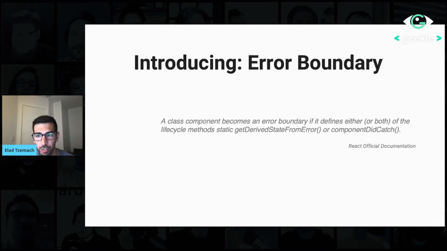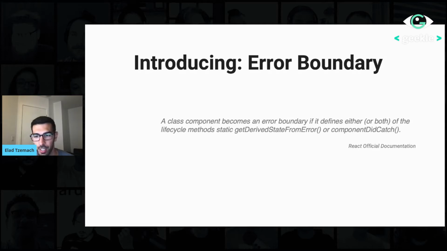All you need to do to create an error boundary is create it and wrap your components with it. And there are two things to note here. Firstly, only a class component can be used as an error boundary. Even if you're writing all of your components as functional components, you still have to make use of a class component if you want to have an error boundary.